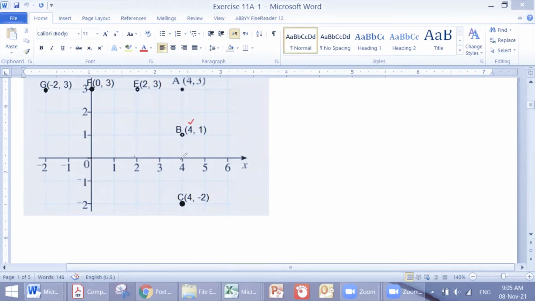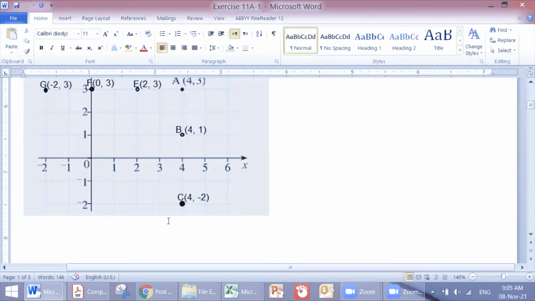And then this is the 4 value, and the y value is 1. So this is 1, and I will extend from this number and from this number. Where these two values join, I will draw a point here. So that will be 4 and 1. These are just imaginary lines. I am trying to make you understand. Otherwise, you don't need to draw them.